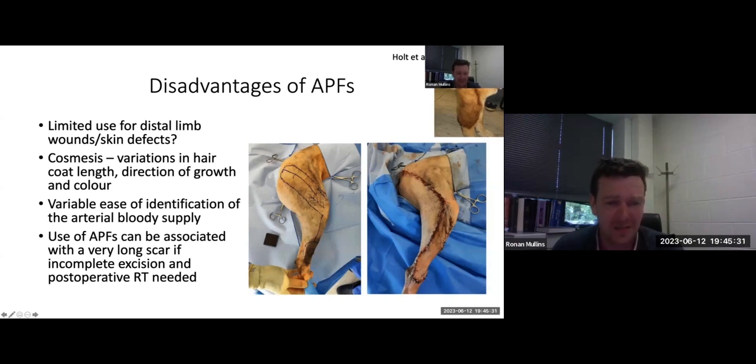There's variable ease in terms of identification of the arterial blood supply. So some of these flaps are very easy to identify, such as the caudal superficial epigastric.